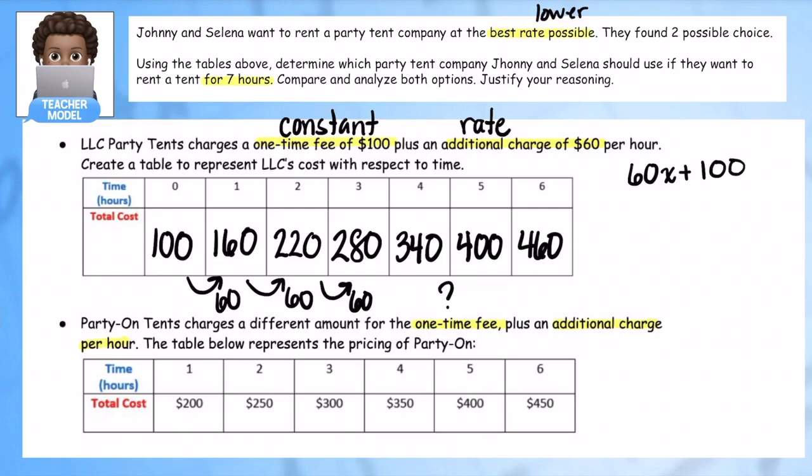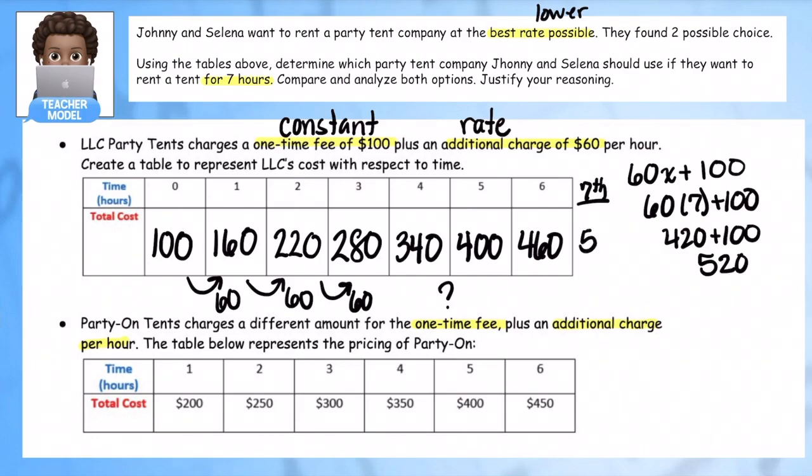And there you go. All I did was just add the additional rate, $60 an hour, but I could have just evaluated with our equation. So let's do our 7th hour, and I'm going to evaluate it. 60 times 7 plus 100. That's 420 plus 100 or $520.